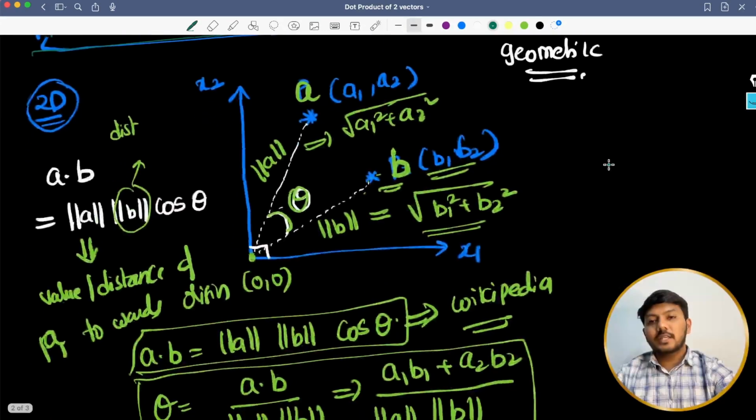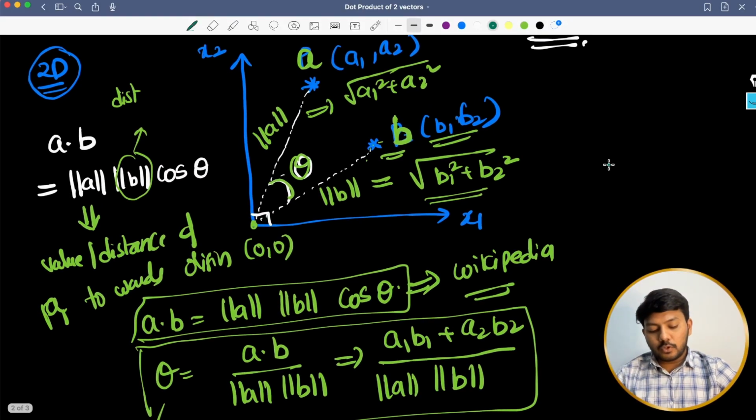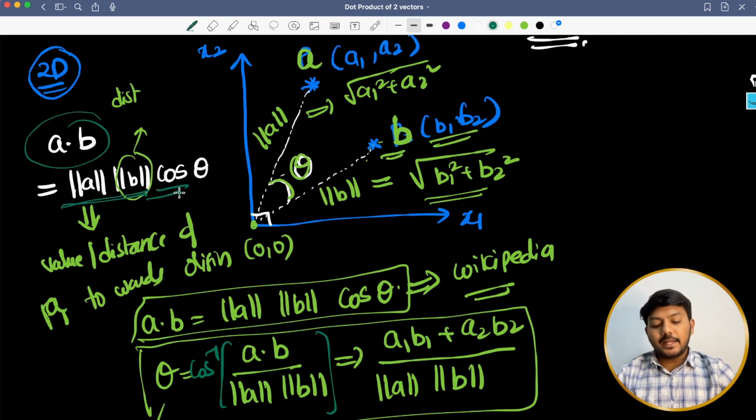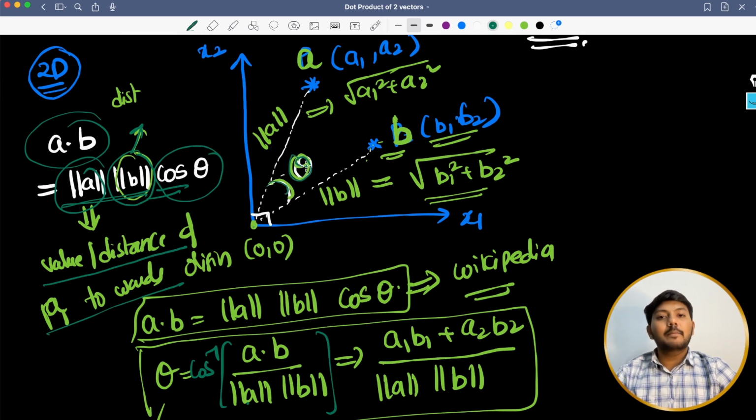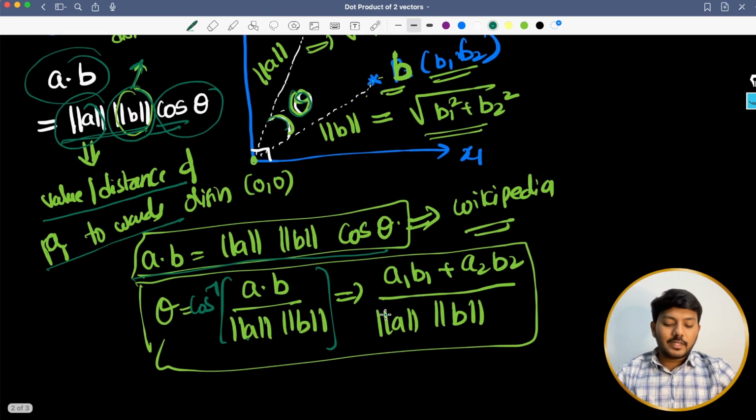And then we have seen how to find the theta between both of these vectors. A dot B is equal to mod A mod B cos theta in geometry, where mod A is basically the distance of a point from the origin, mod B is basically the distance of a point from the origin, and theta is the angle between these two lines. So theta equals cos inverse of A dot B divided by mod A into mod B.